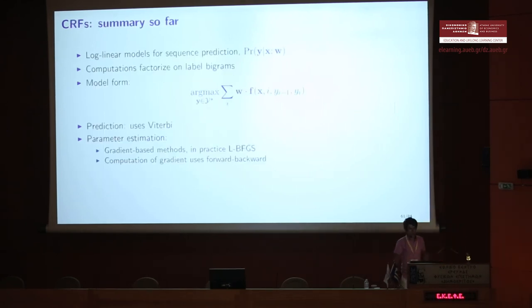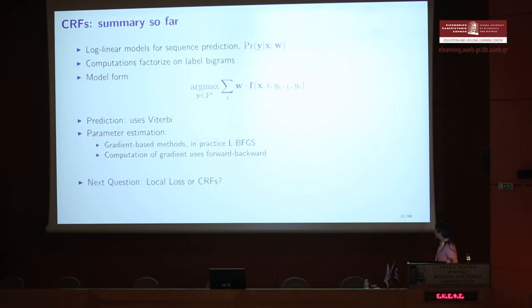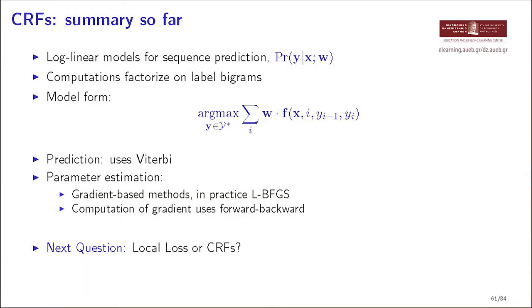So in summary, log-linear models have this kind of form and define a likelihood function, which is useful to define a loss function. The computations factorize on labeled bigrams of this form. If we want to compute predictions, we use Viterbi. And for parameter estimation, we will need to use forward-backward. I was only talking about the computation of the gradient; the gradient-based method itself, you need to plug in. You can use any routine. Actually, I think I have a slide over here. You can use any SGD, LBFGS, any method. So let me insist again on this question about local loss or global loss. What is going on?